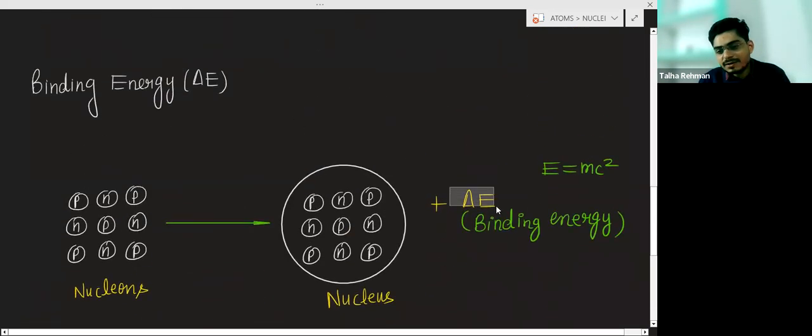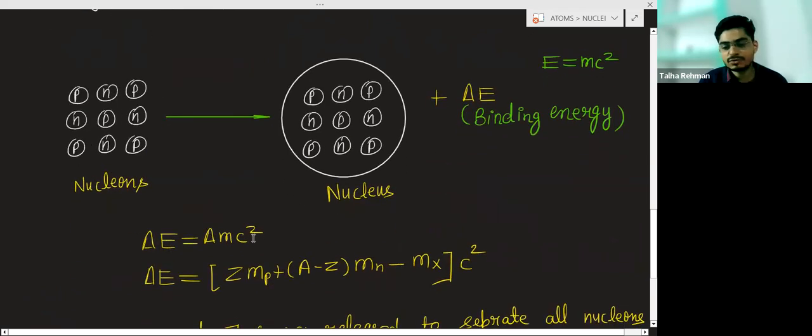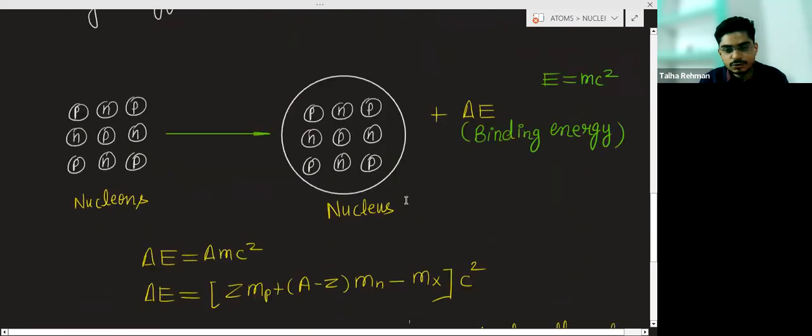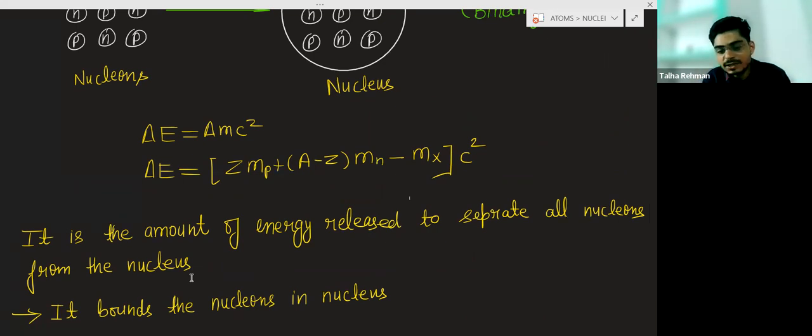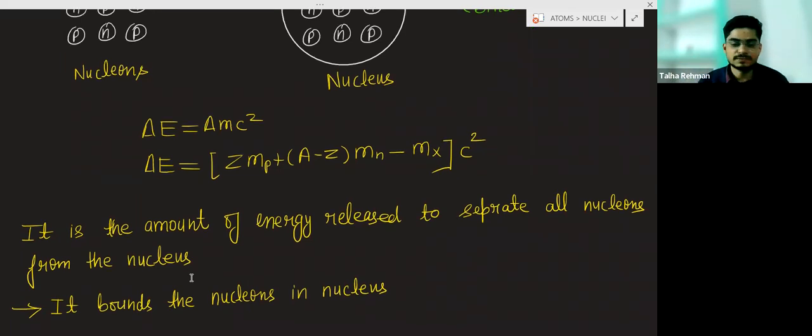And this delta E is given by delta M into C square. Delta M is the mass defect. So delta E is equal to this expression of delta M, into C square. So what is binding energy now? It is the amount of energy required to separate all nucleons from the nucleus. And what is the significance of the binding energy? Binding energy binds the nucleons inside the nucleus.